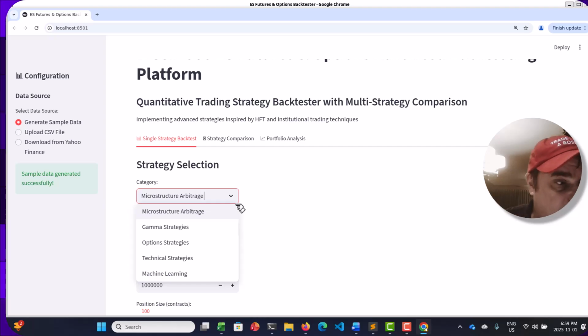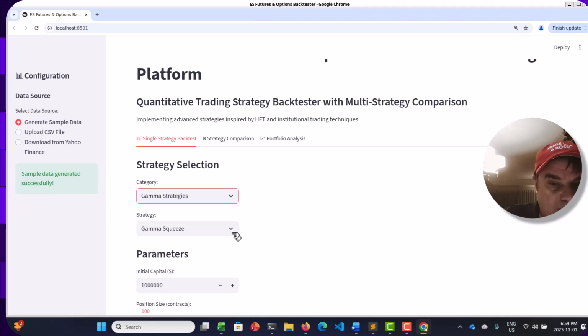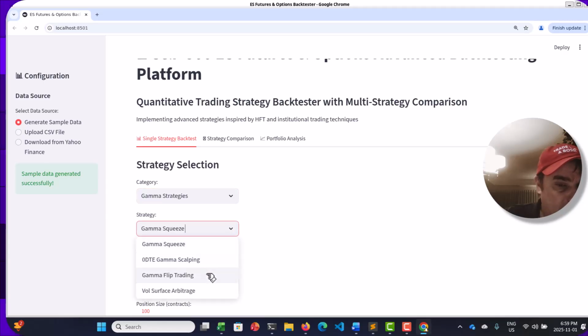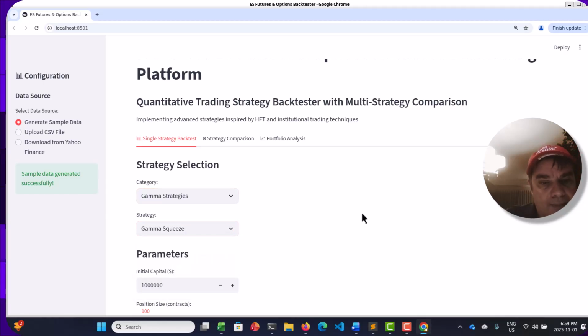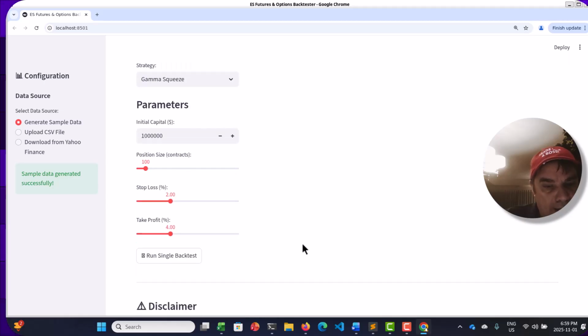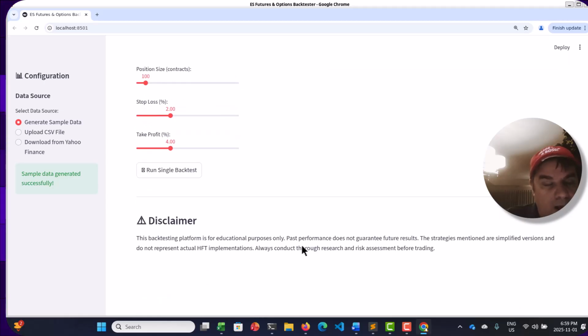These are simplified demos, purely on price. We don't have the data to be able to do things like watching dark flow and things like that. So let me choose another gamma strategy. Here we have a variety of different strategies. Again, I have to keep reminding people, this is just for demonstration purposes.